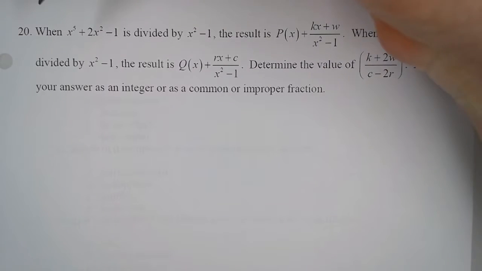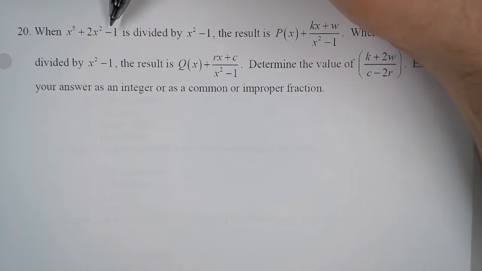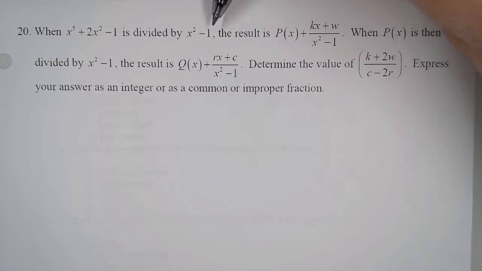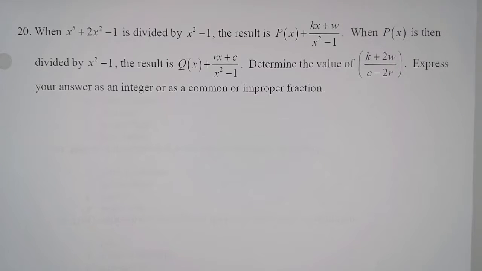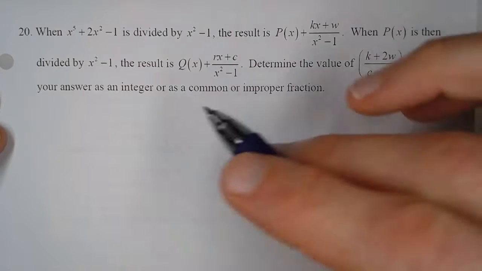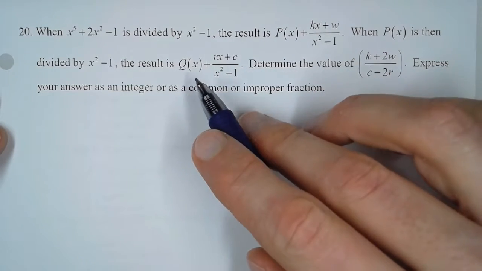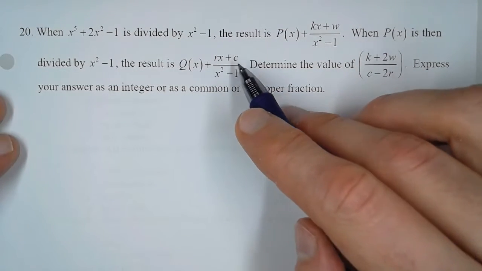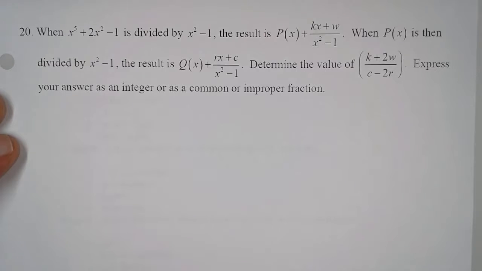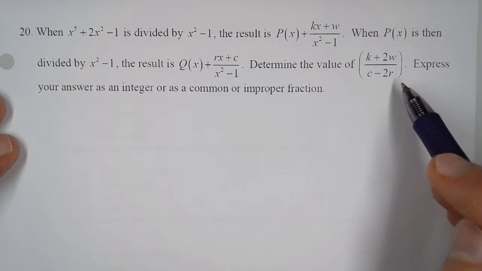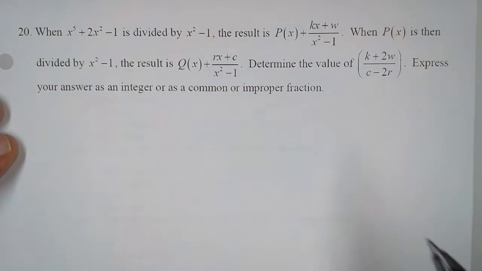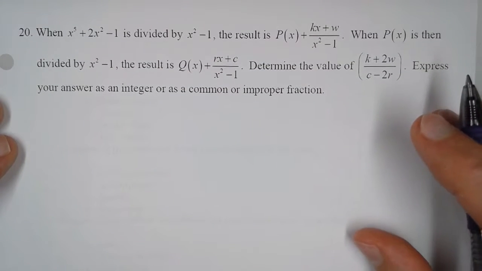In this problem, it says when x to the fifth plus 2x squared minus 1 is divided by x squared minus 1, the result is p of x plus kx plus w over x squared minus 1. When p of x is then divided by x squared minus 1, the result is q of x plus rx plus c all over x squared minus 1. We want to determine the value of k plus 2w all over c minus 2r and express our answer as an integer or as a common improper fraction.